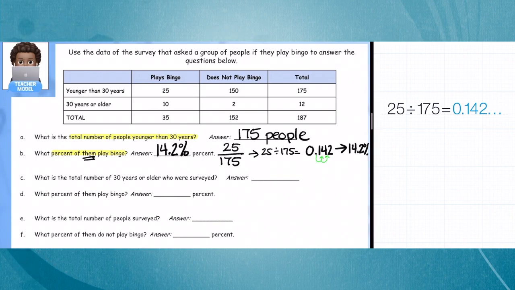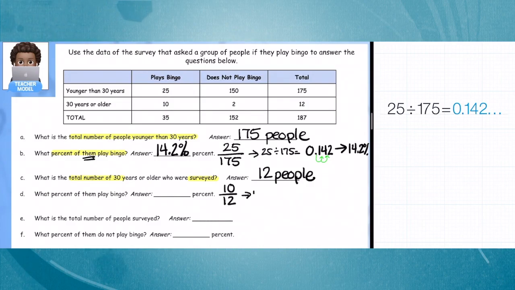And this time they're asking, what is the total number of 30-year-olds who were surveyed? So 30 or older. So again, I'm looking at the table, I'm going to the row 30 or older, and I want the total number. So I want those who played bingo and those who did not. So I have 12. And now I want to know what percentage of them play bingo. So out of everyone in this row, how many play bingo? Only 10. So I'm going to represent that. So 10 out of 12.